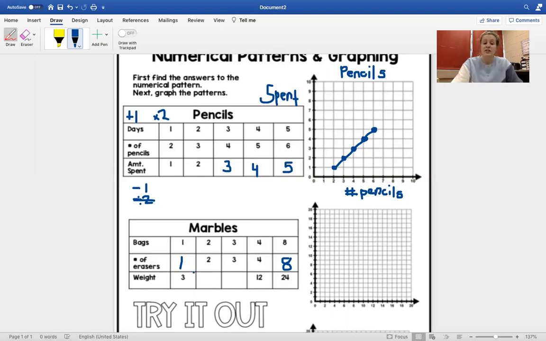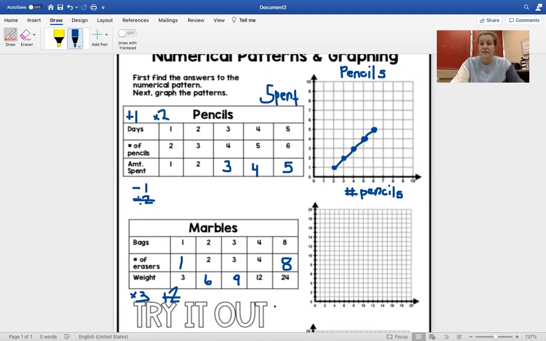But from our number of erasers to the weight, it is changing. So from 1 to 3, our number's getting bigger. That means our rule could be to multiply by 3, because 1 times 3 is 3, or it could be to add 2 because 1 plus 2 is 3. So let's check it. 4 times 3 is 12, so that could be our rule. 4 plus 2 is only 6, so our rule has to be times 3. So then we go back to fill in our spots. 2 times 3 is 6, and then 3 times 3 is 9.